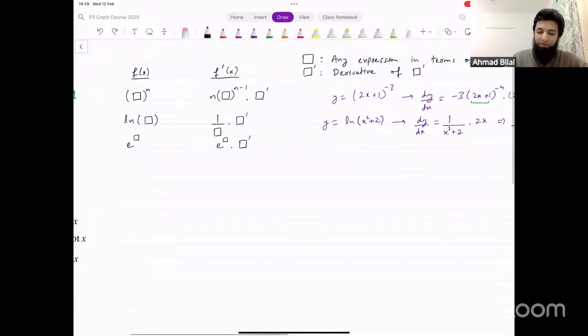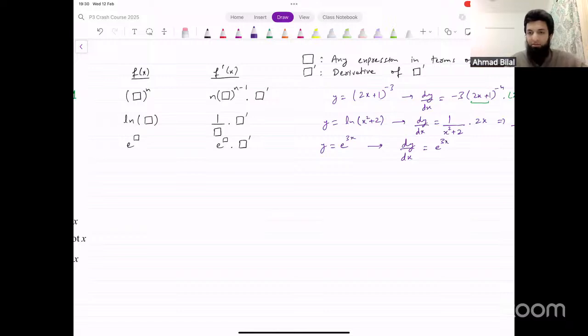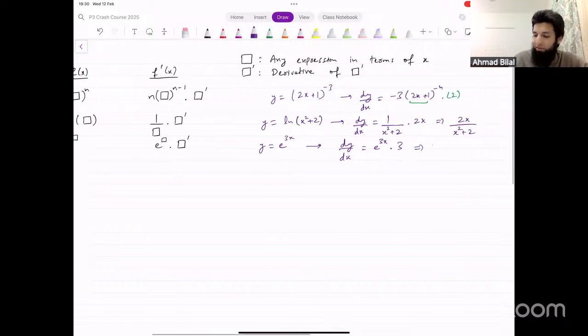Let's take an example of this now. Let's say you have e raised to power 3x. And you want to find the derivative of this. What would this be? dy over dx. That is going to be e raised to power 3x as it is. Okay. And then the derivative of 3x, what's that? That is 3. And that simplifies to 3e raised to power 3x.